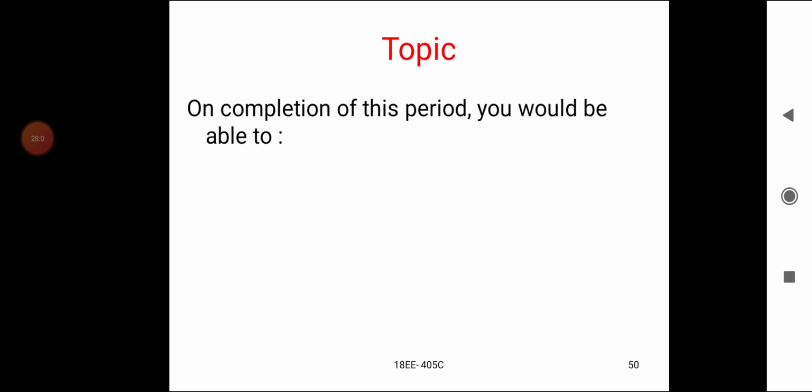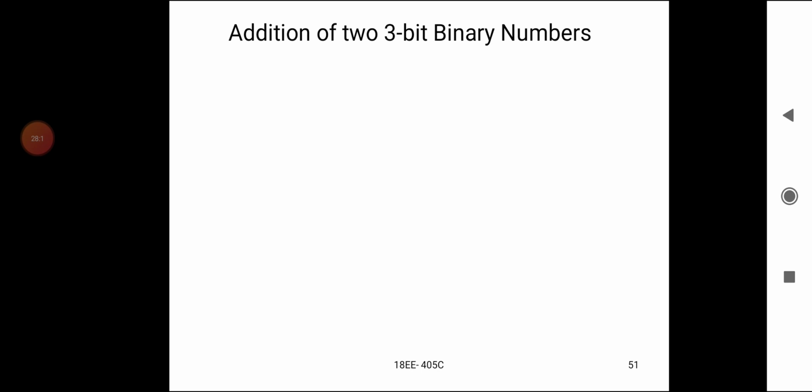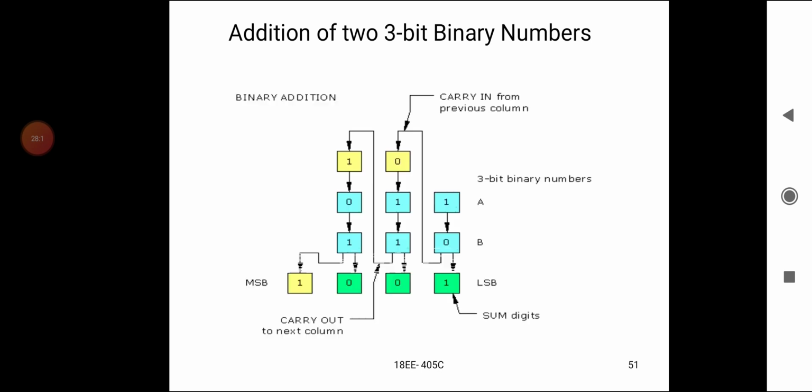Next topic. Full adder using 2 half adders. Draw the block diagram of full adder. Write the truth table of full adder. Addition of 2 3-bit binary numbers. Binary addition of 3 bits. So full adder can perform addition of 3 bits.